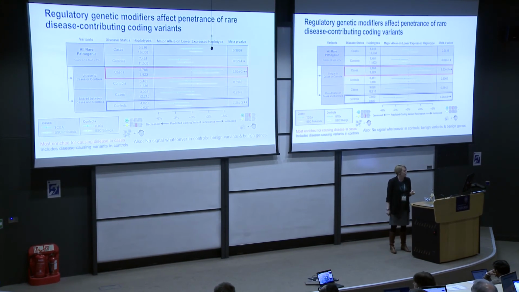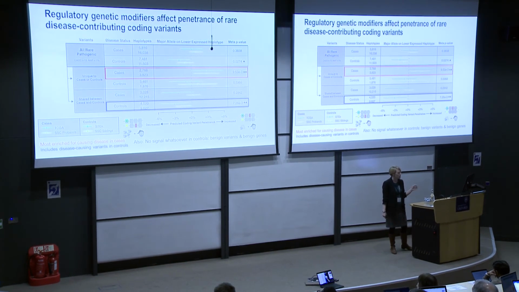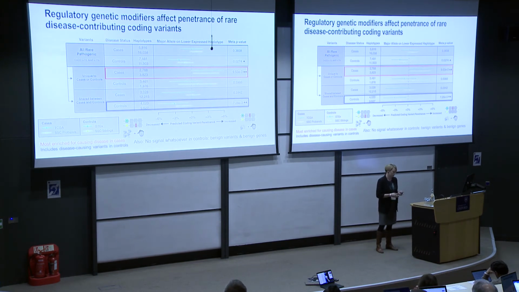And then looking at rare variants that are shared between cases and controls, looking at their haplotype patterns in controls actually shows the opposite signal, indicating that some of these disease-causing variants that are present in controls are actually there, and these people are controls, because of those regulatory modifiers that are buffering the effects of those heterozygous loss of function variants.